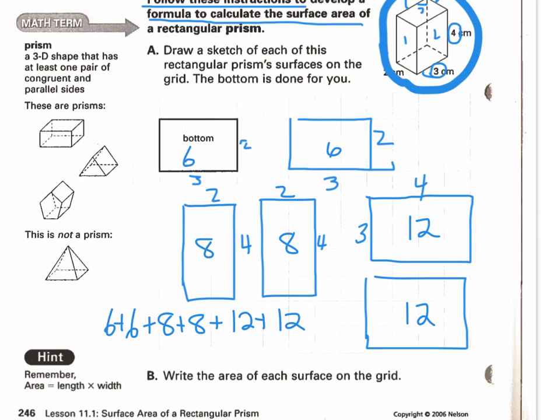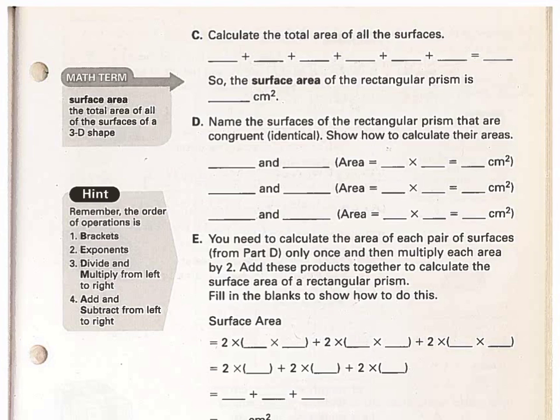I can also write that as 6 times 2 plus 8 times 2 plus 12 times 2. I can put in the numbers here. 6 plus 6 plus 8 plus 8 plus 12 plus 12. And the answer is 52. So the total surface area is 52 centimeters squared. Remember, you must use the squares for surface area.